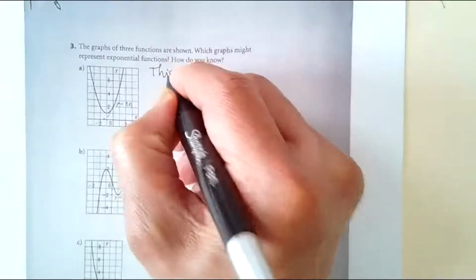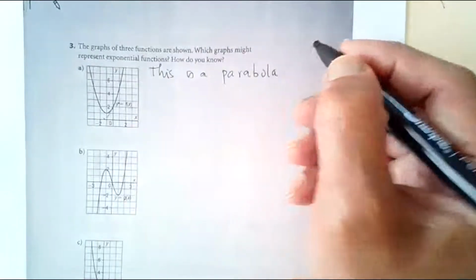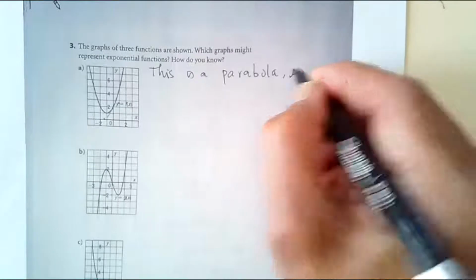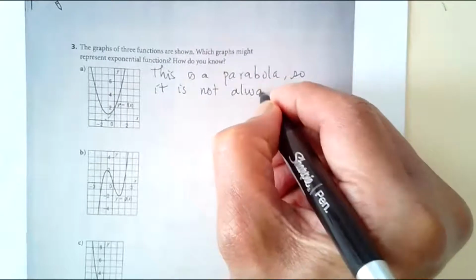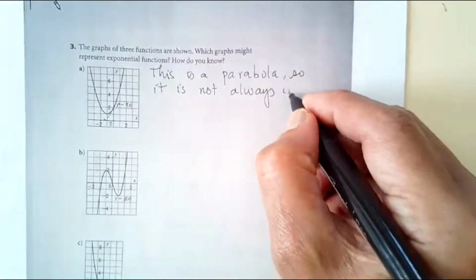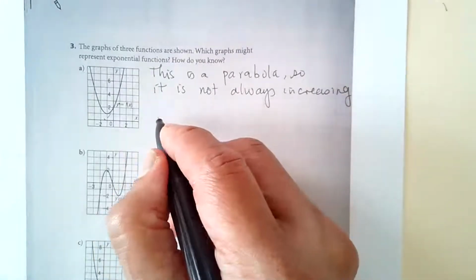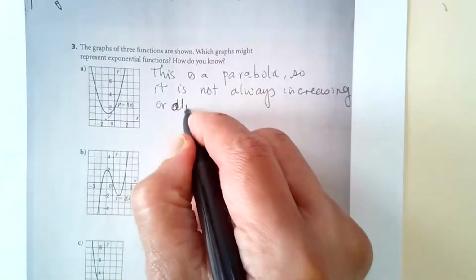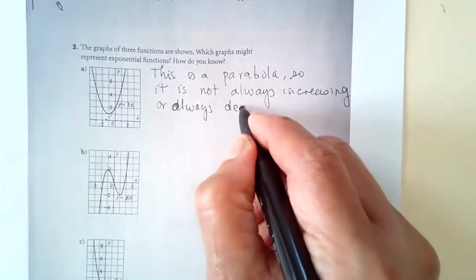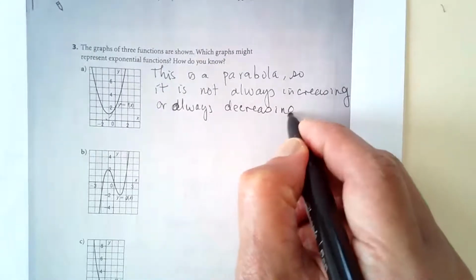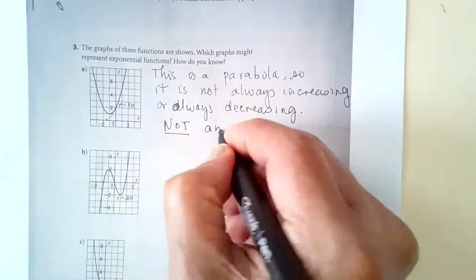So this is a parabola. So it is not always increasing or always decreasing. So this is not exponential.